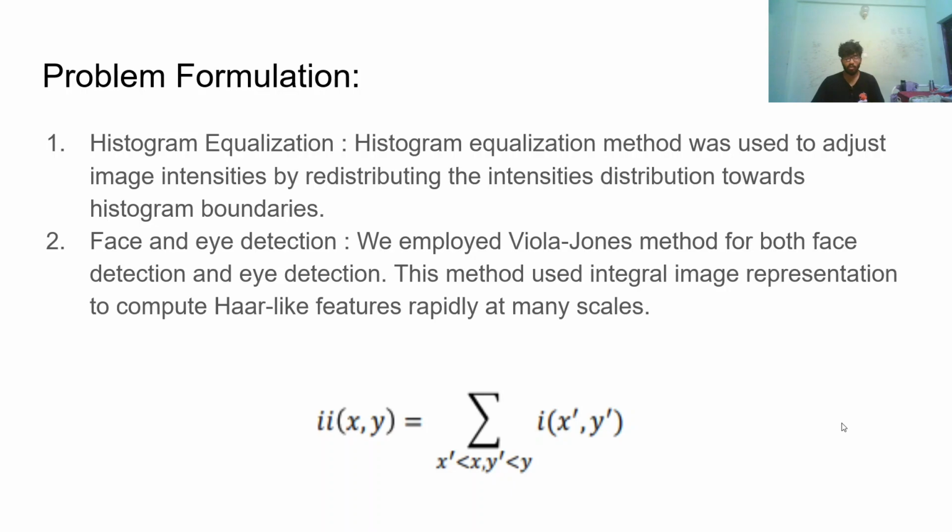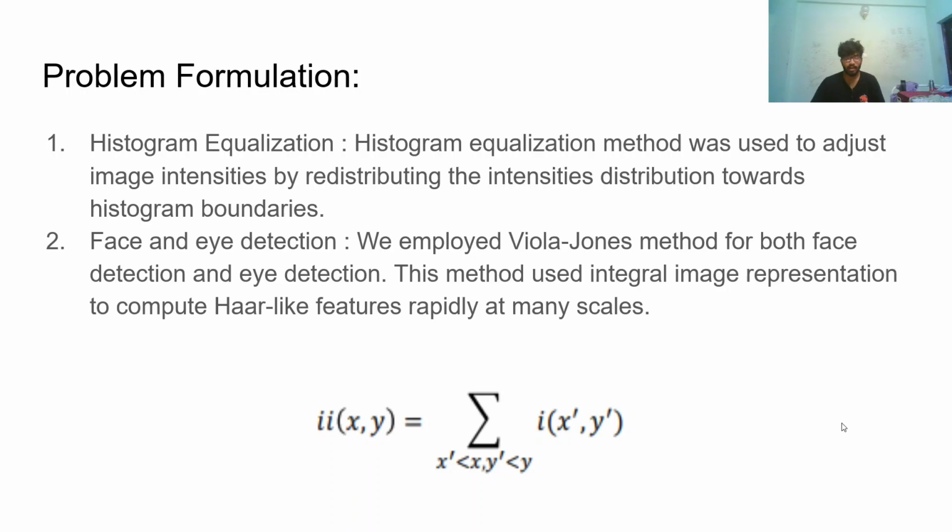Coming to the problem formulation part, here we start with histogram equalization. Since the input videos were taken in a real setting, the illumination condition is changing due to the outdoor conditions. Therefore, the frames within the video need a preprocessing method for image enhancement. The histogram equalization method was used to adjust image intensities by redistributing the intensities towards the histogram boundaries. Each input pixel is transformed to a new intensity value based on the cumulative histogram and scale factor.